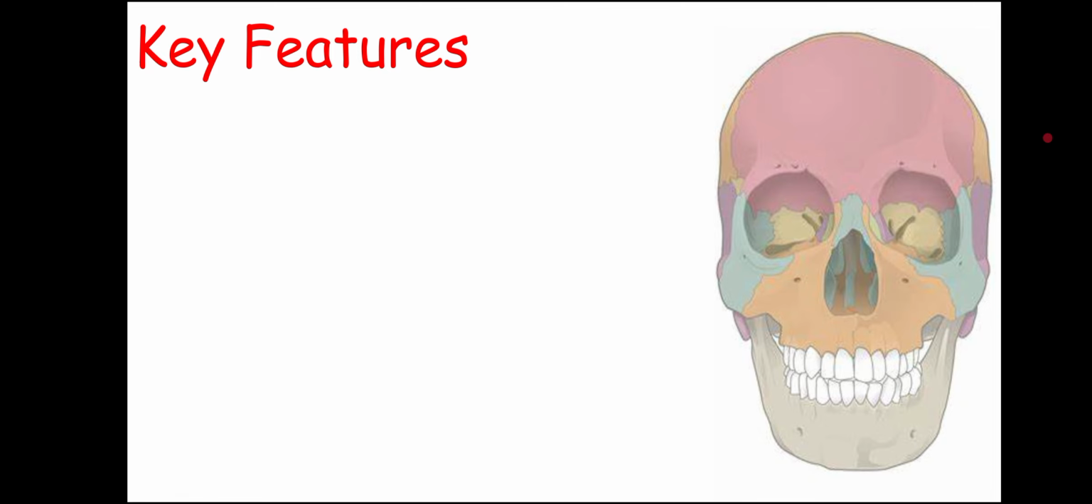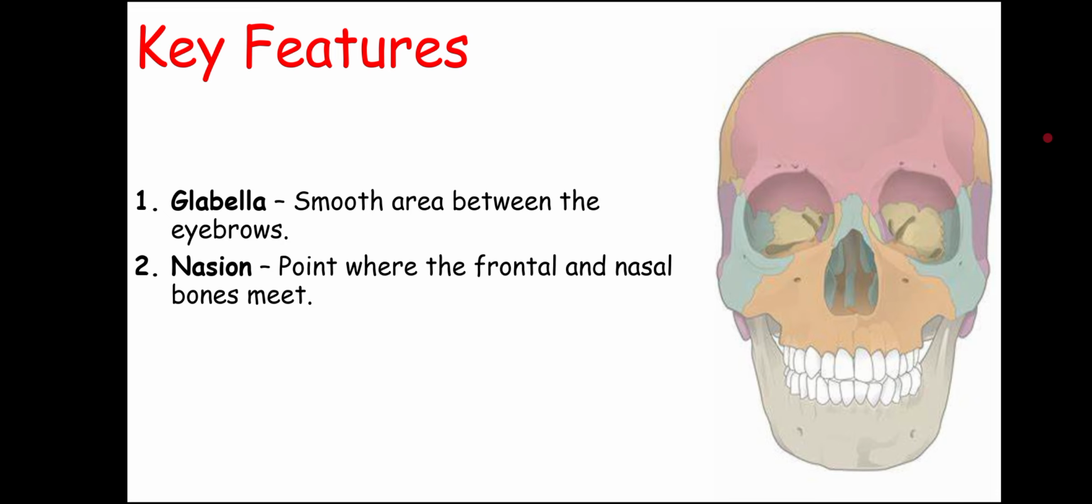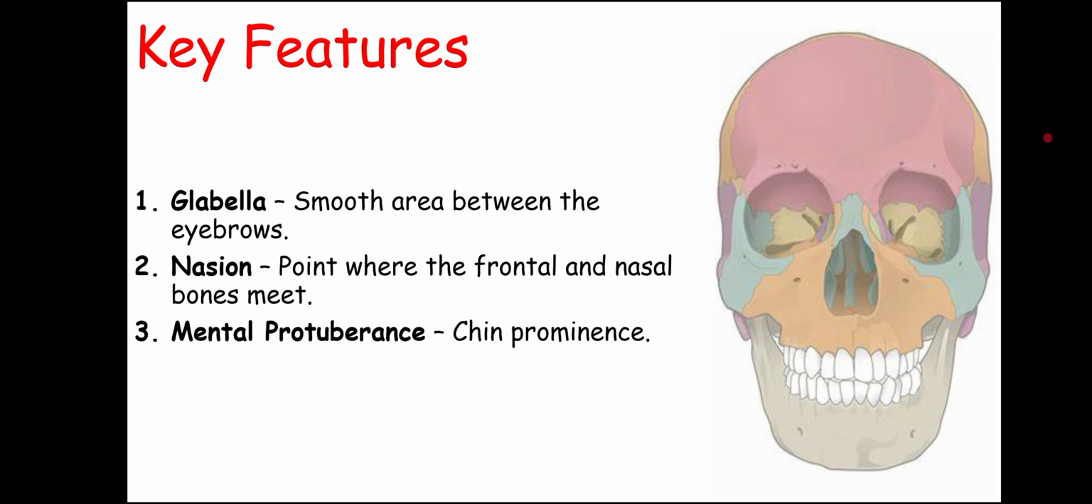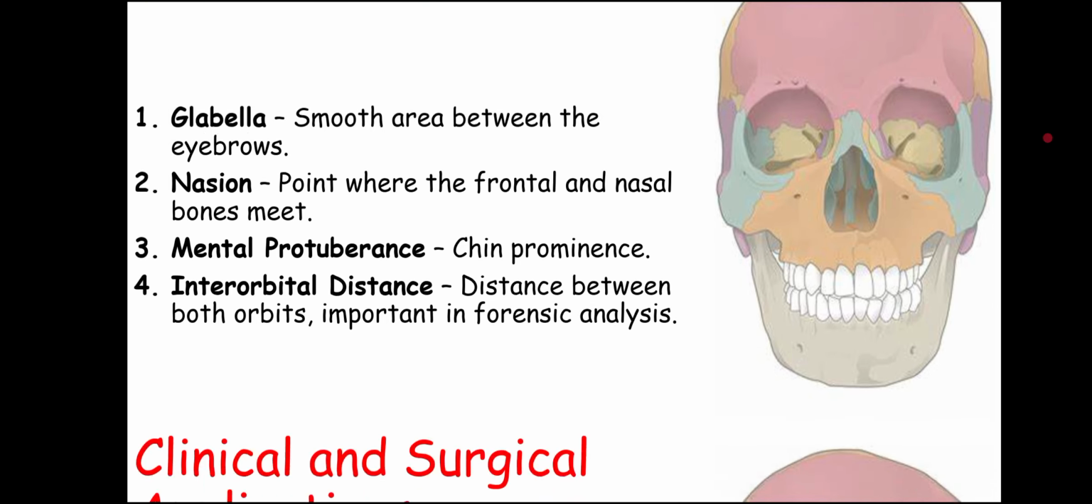Now let's talk about the key features of Norma frontalis. The first key feature is glabella. That is basically the smooth area between the eyebrows. The next feature is nasion, that is point where the frontal and nasal bone meet is called as nasion. The next feature of Norma frontalis is mental protuberance, that is basically chin protuberance or chin prominence. Next feature includes interorbital distance, that is distance between both orbits, and it is important in forensic analysis.